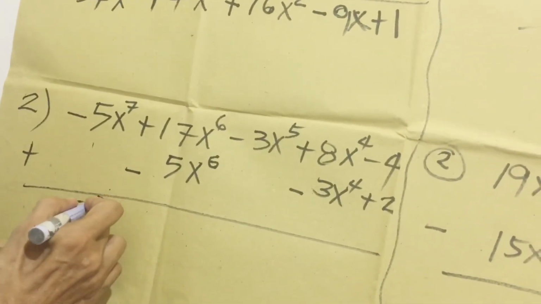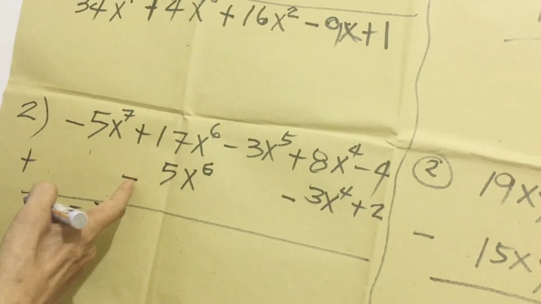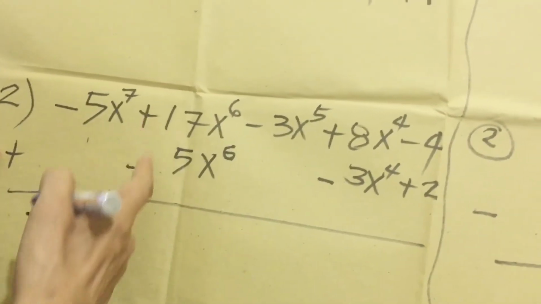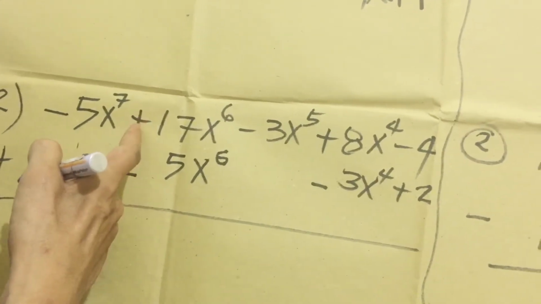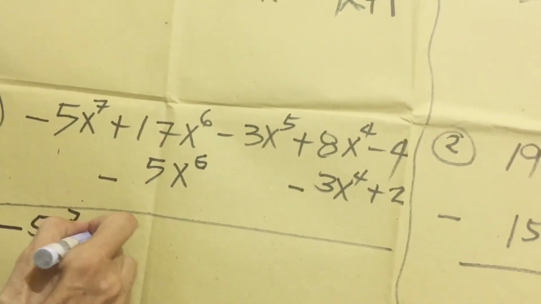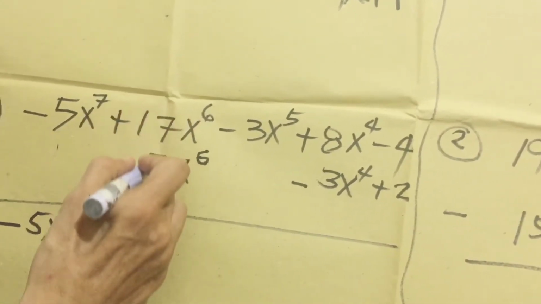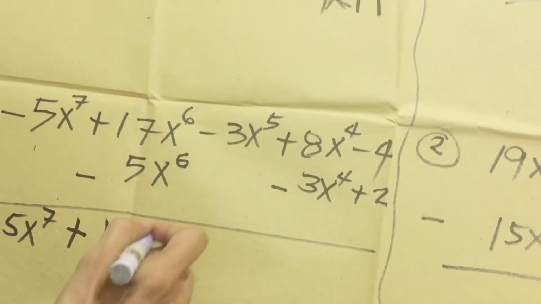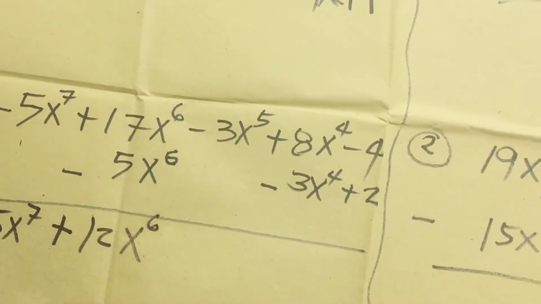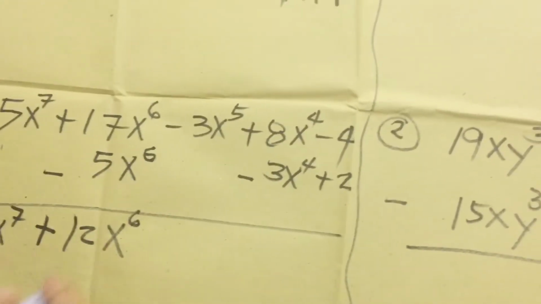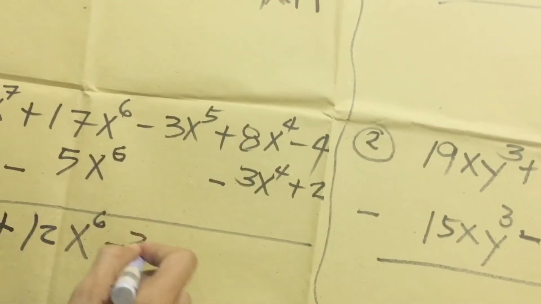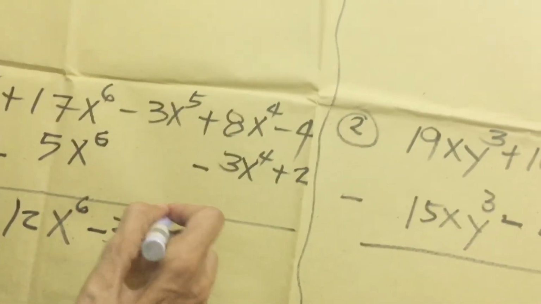Ito naman ngayon, positive, negative, addition of unlike sign. So, we have to minus. Then higher yung 17, yun ang sign natin, kukopyahin natin. Then 17 minus 5 equals 12, and copy lang the variable together with the exponent. Ito, wala tayong ma-minus dito, walang babaguhin dyan, just bring down and copy only.